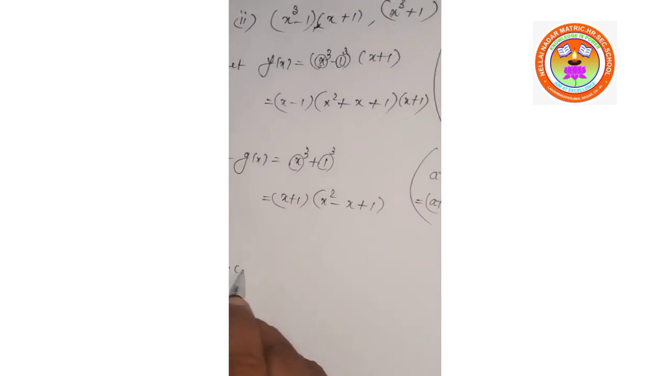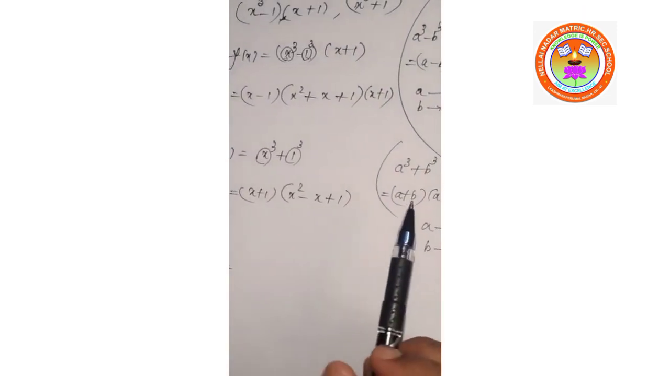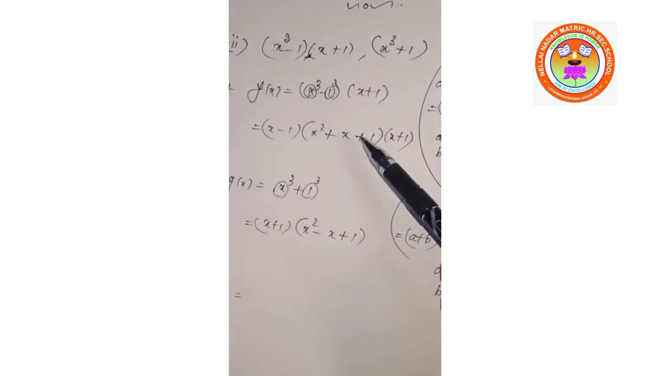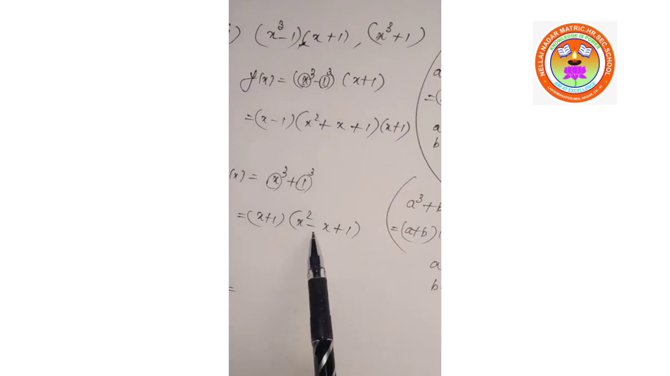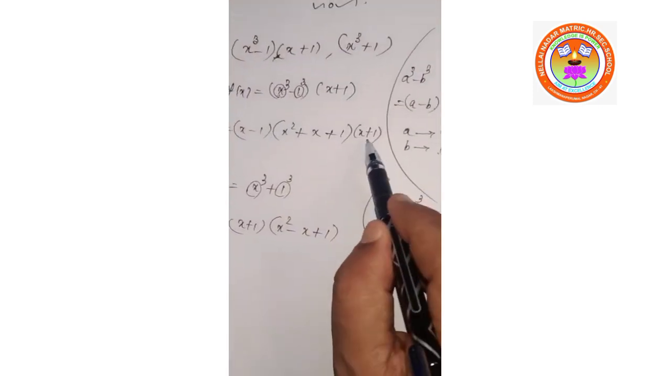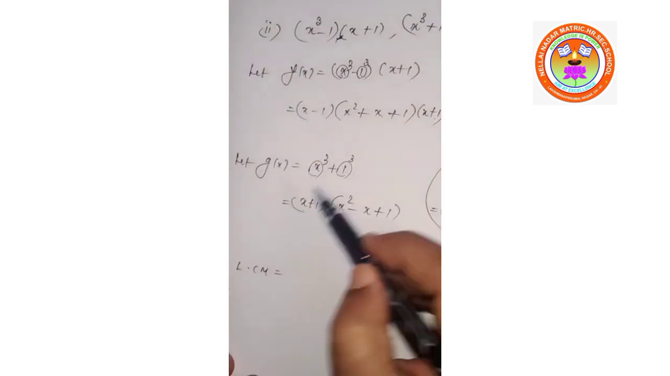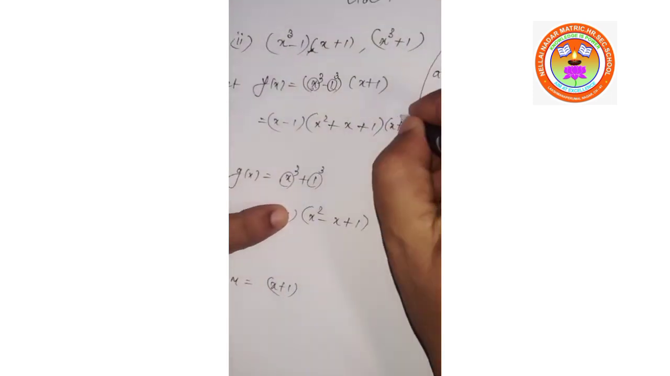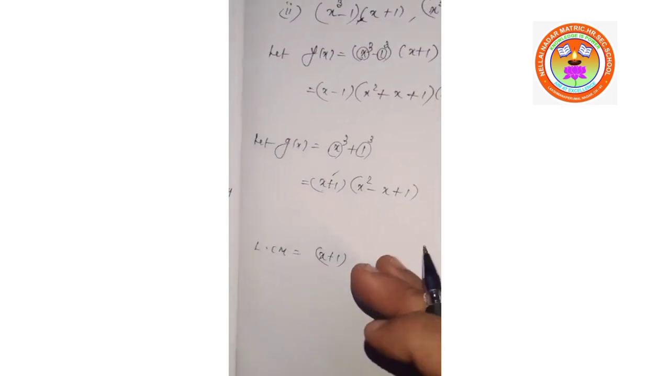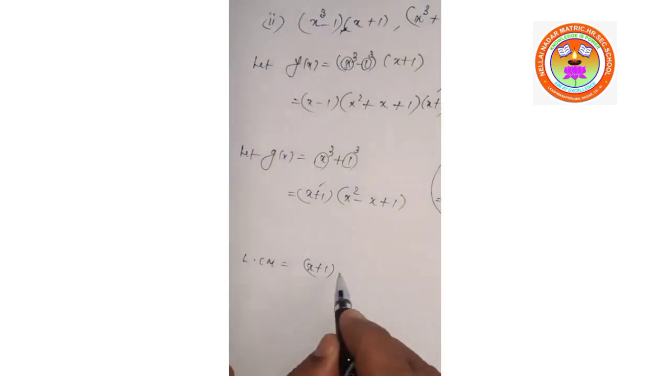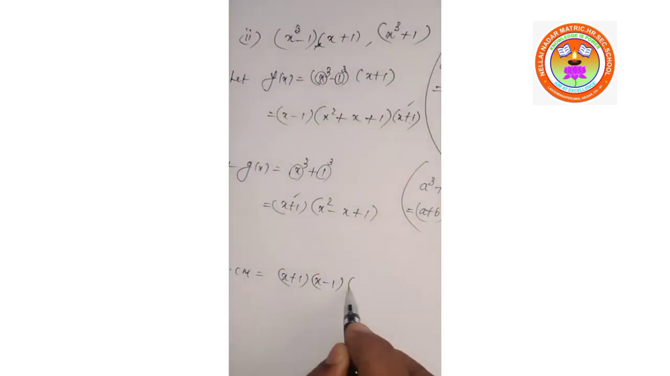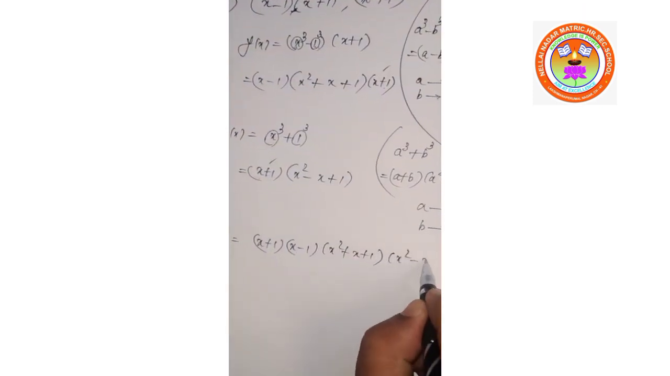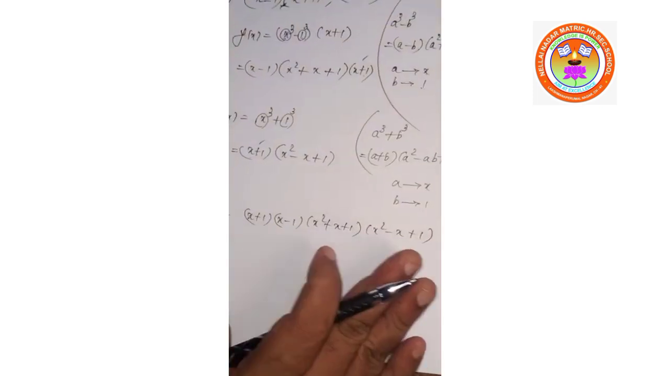Now write the LCM first. As already told, first you have to write the common factors. Here we have x minus 1 and x squared plus x plus 1 in one, and x squared minus x plus 1 in the other, which are all different. But we have x plus 1 common. After taking x plus 1 common, what are the left out factors? We have x minus 1, x squared plus x plus 1, and x squared minus x plus 1. This is the LCM.